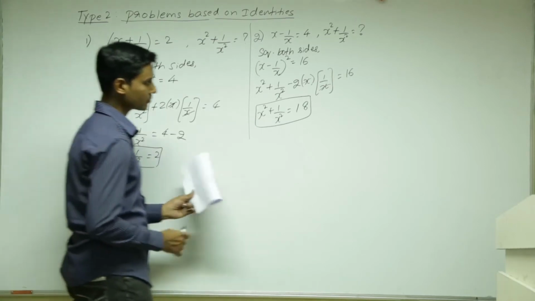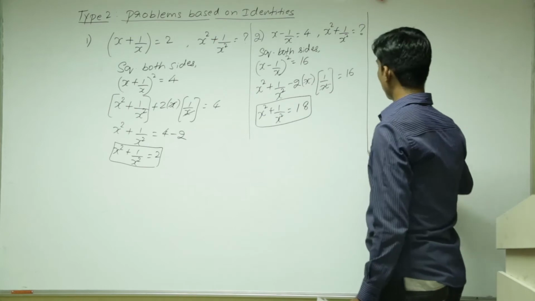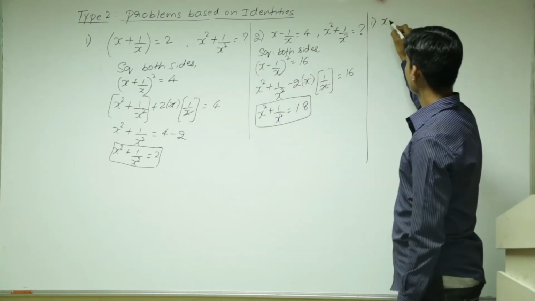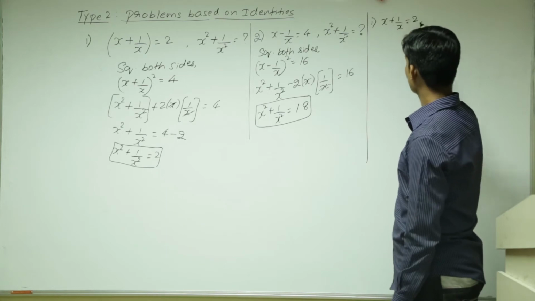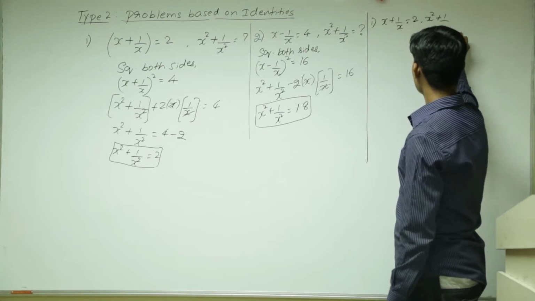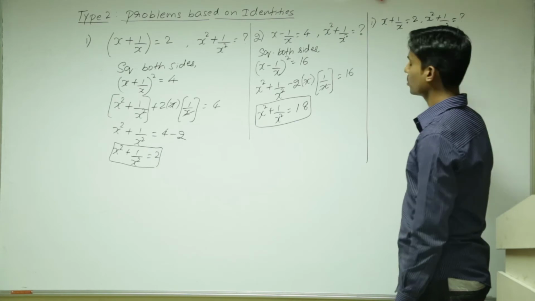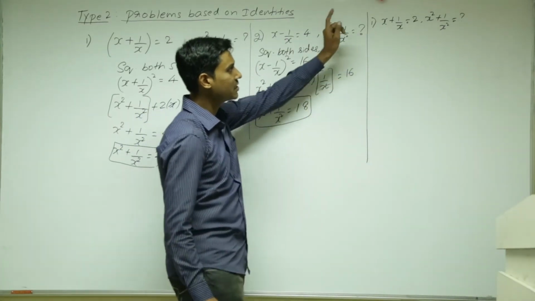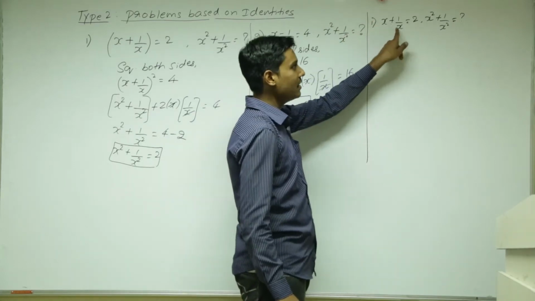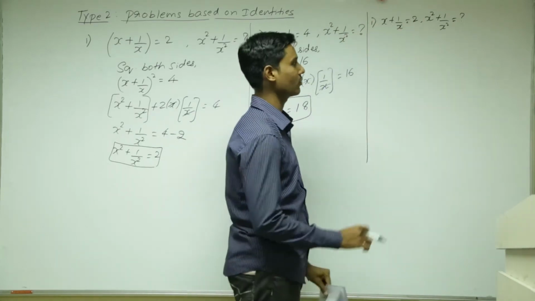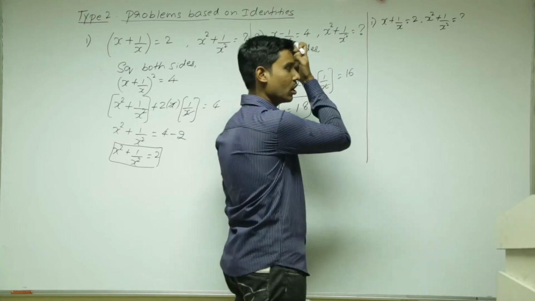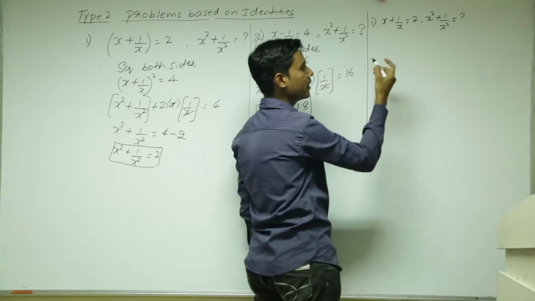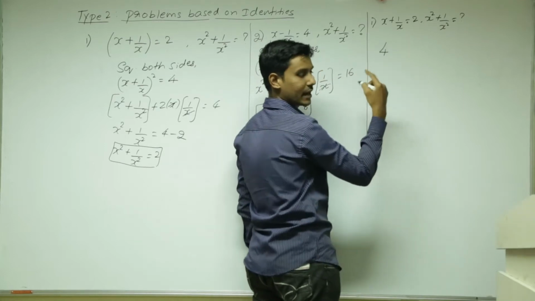Now see here. Listen to this carefully. Suppose if you observe the first question says x plus 1 by x is equal to 2. They are asking x square plus 1 by x square value, right? Now listen to this carefully. Whenever the question is given as x plus 1 by x and they are asking the value of x square plus 1 by x square, the best way, easiest way to solve is square this right hand side. What is the right hand side square? 2 square is 4. Write down 4.